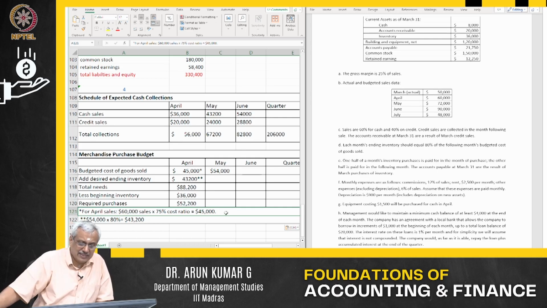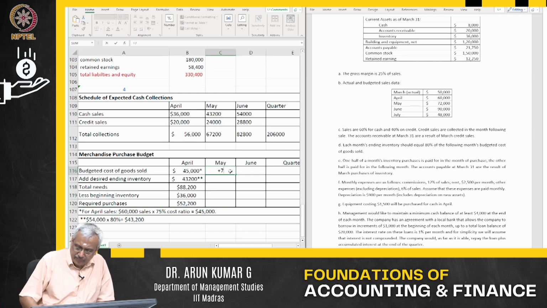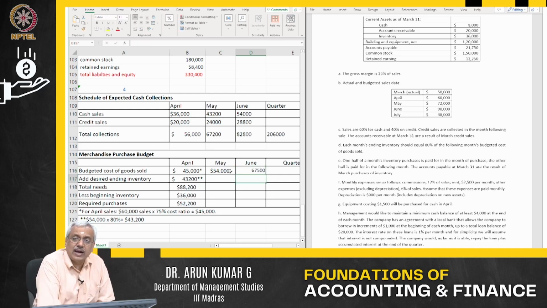They say April sales is 60,000. The cost of goods sold is 75% of 60,000, that is 45,000, which is what they have arrived at. Same way, 72,000 is here for the month of May. 72,000 into 75% is the cost of goods sold, and that is where you get 54,000. Now let us look at June. What is the sale of June? Sale of June is 90,000, and 75% of it is the cost of goods sold, and 67,500 is the cost of goods sold.